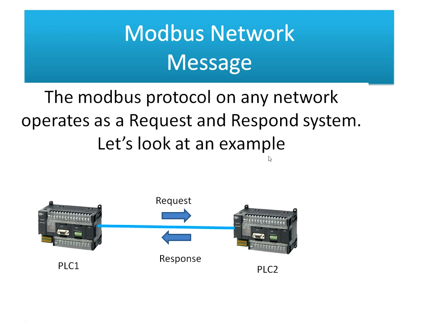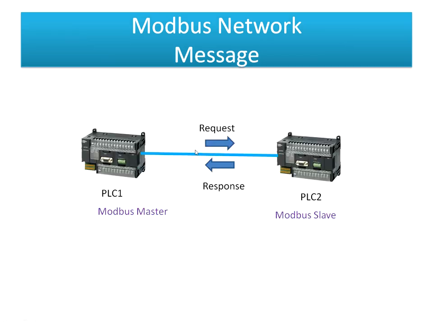Modbus protocol on any network operates as a request and response system. For example, now PLC1 wants data from PLC2, so PLC1 will request data, and respectively PLC2 will respond with the values according to the request. So that is called a request and response system in a Modbus. So in this scenario, PLC1 will be a Modbus master and PLC2 will be a Modbus slave.